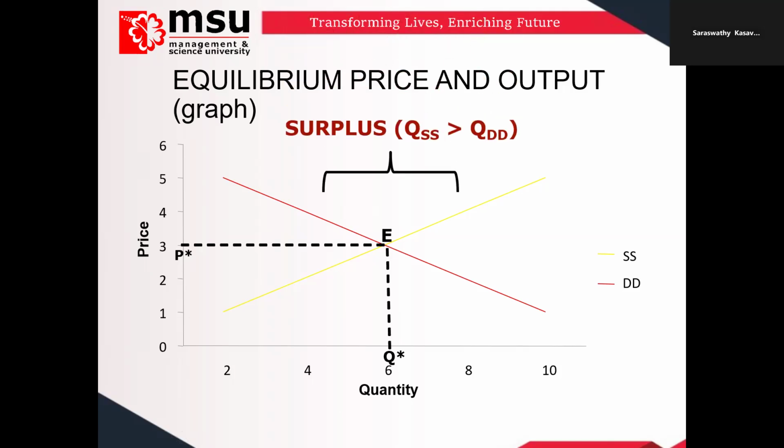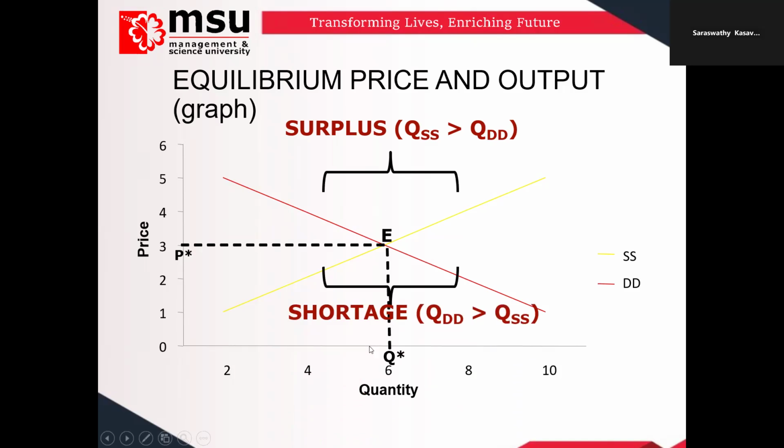A surplus happens when the quantity supplied is more than the quantity demanded. If you see this graph, this is a demand curve, which has a negative relationship, and the supply curve has a positive relationship. This point shows the quantity demanded, and this point shows the quantity supplied. So quantity supplied more than quantity demanded is a surplus.